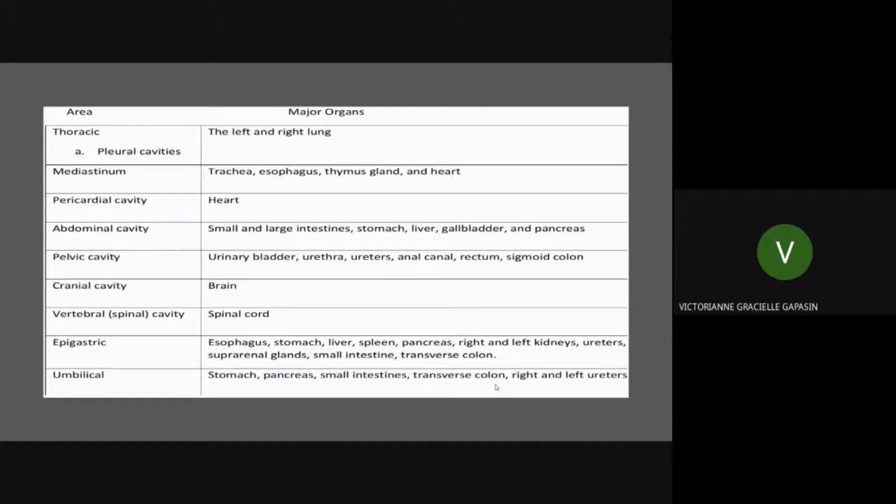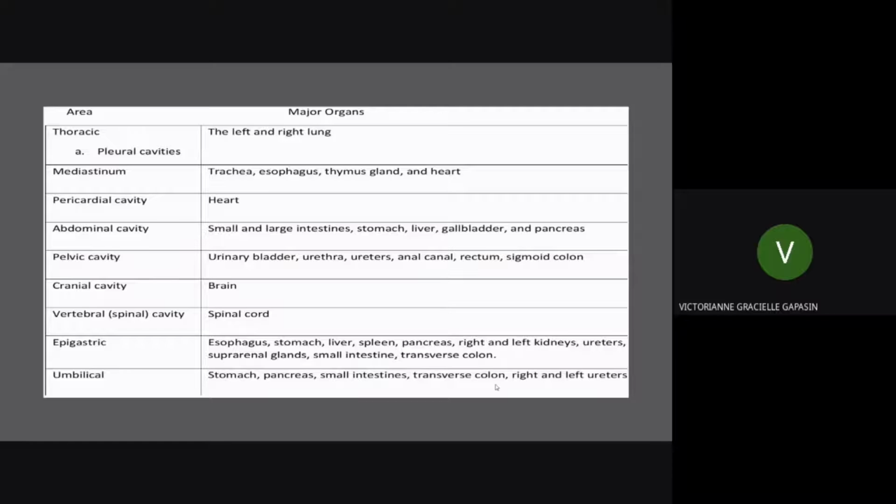Okay, so hello everyone. I am Victorian Gapasin, and we will discuss the major organs that are in the cavities. The first one is the thoracic pleural cavities. The major organs located there are the left and right lung. Next is the mediastinum, which contains the trachea, esophagus, thymus gland, and heart.